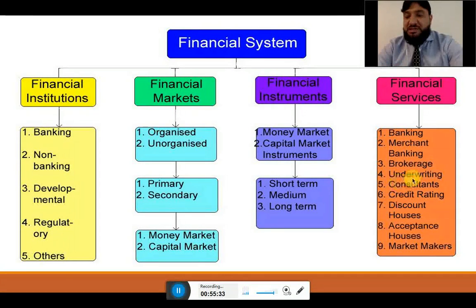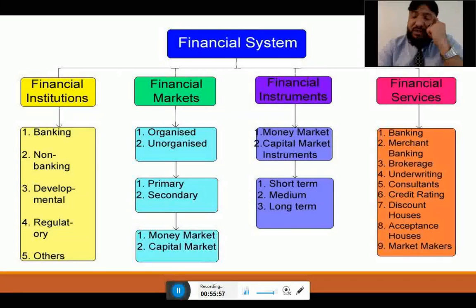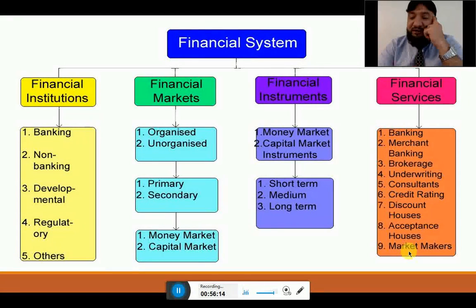Here you have to just understand the concept. Consultants providing consultation services, credit rating services, discount houses, acceptance houses, and market makers. So these could be financial services. A discount house is an organization where they sell financial securities at a discount, or they accept financial securities at a discount. Acceptance houses are those financial institutions where different types of financial securities are accepted, and against that the payments are made. And market makers are those firms who do marketing for you, who do selling for you, who do everything for you, and then they charge commission. That's called market makers, right?